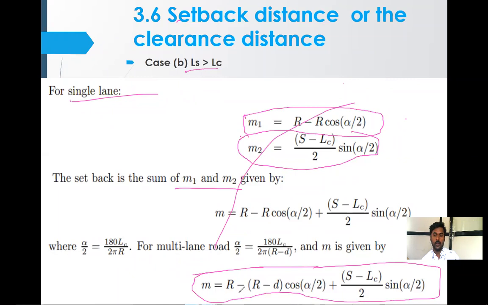Write down M is equal to R minus D cos alpha by 2. Up to here it is the same, but they have introduced one more term, if the length of transition curve is greater: (LS minus LC) divided by 2 times sin alpha by 2. Write down the final formula directly.